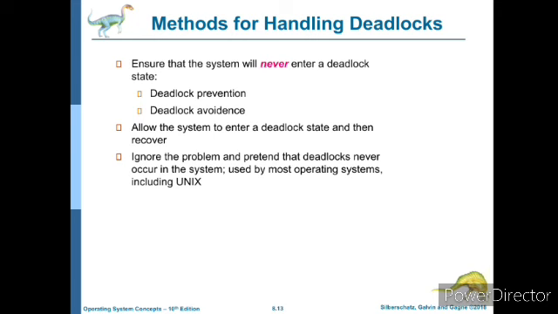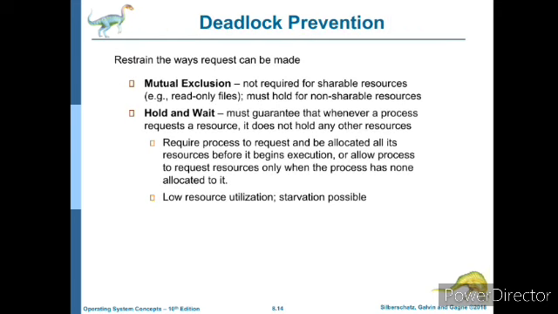So first one is the deadlock prevention. So for a deadlock to occur, each of the four necessary conditions must hold. By ensuring that at least one of these conditions cannot hold, we can prevent the occurrence of a deadlock. We elaborate on this approach by examining each of the four necessary conditions separately. First, we'll see mutual exclusion.